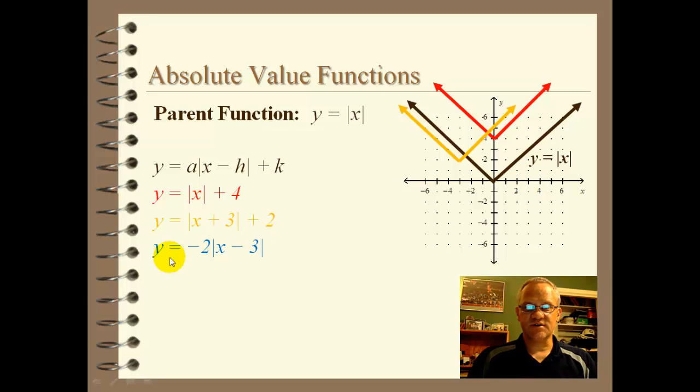Well, the other thing that's going to change some stuff here is this minus 2. First of all, the minus, since this is out front of the whole thing, it's not just on the x, it's going to flip that black graph. Instead of a V with the arrows going up, it's going to go where the arrows are going down. So it's going to flip it upside down, move it over to a positive 3.